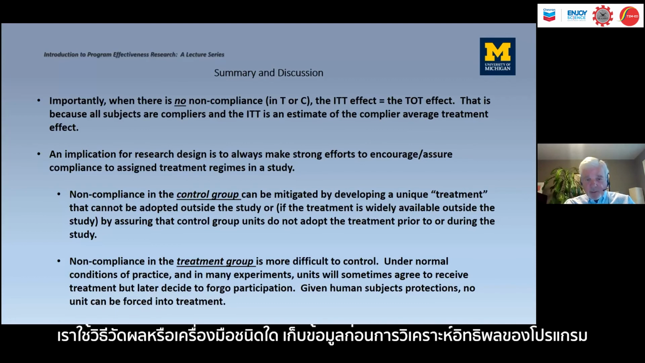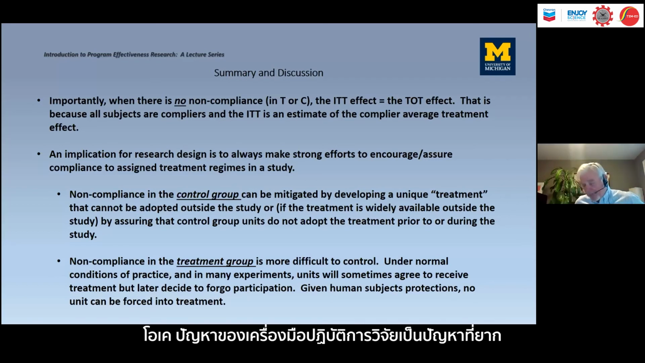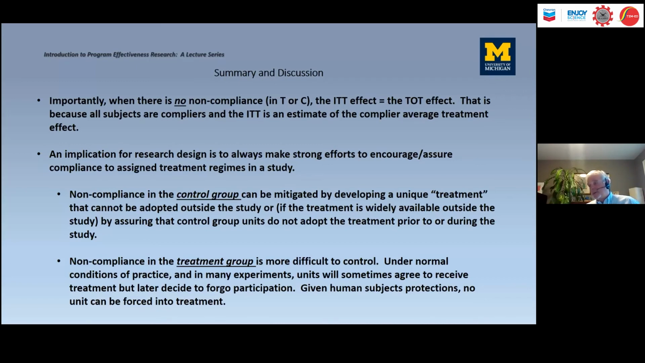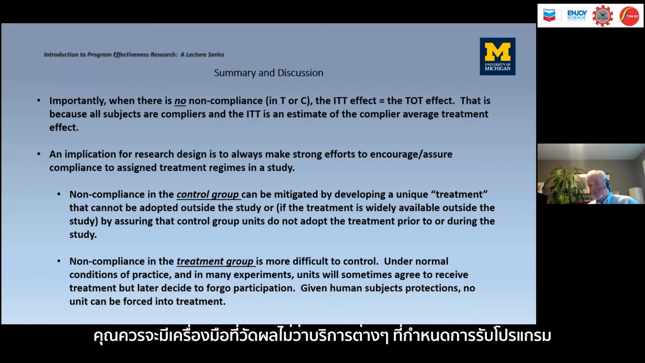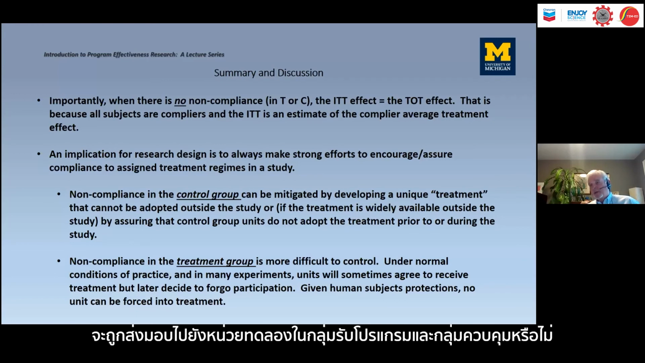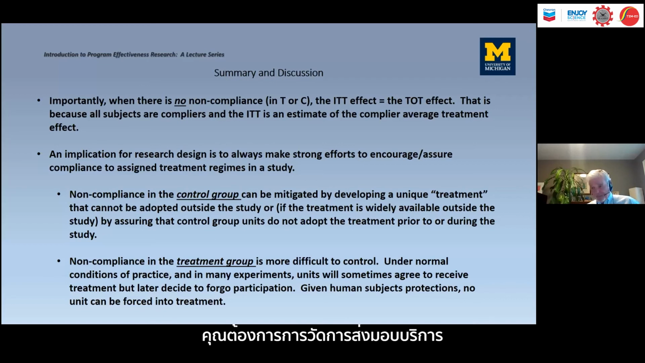So the next question is, what types of measures or instruments do we use for data collection before the analysis of a treatment effect? Okay, the problem of study instrumentation is a difficult one, but in general, at a very abstract level, you should have instruments that measure whether or not the services that define the treatment were delivered to units in the treatment and control group. You need service delivery measures.